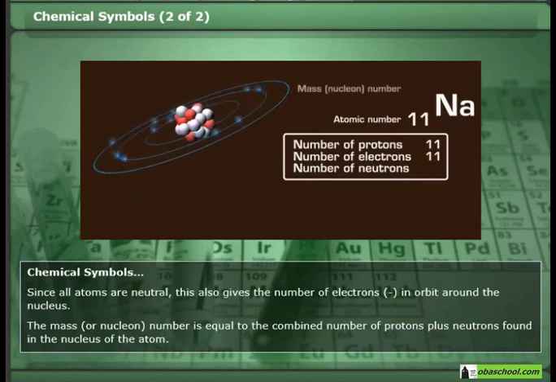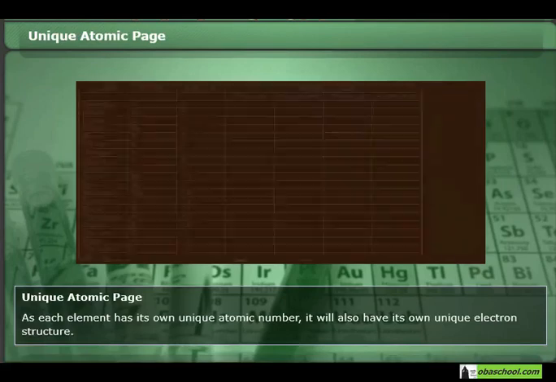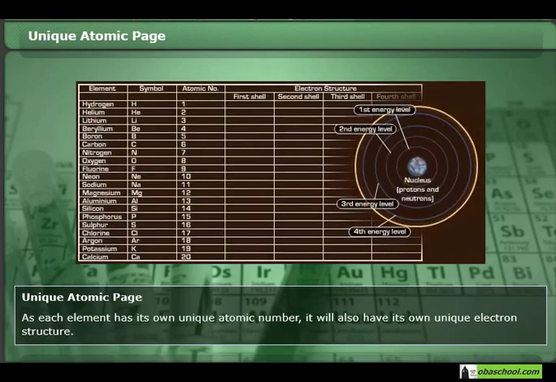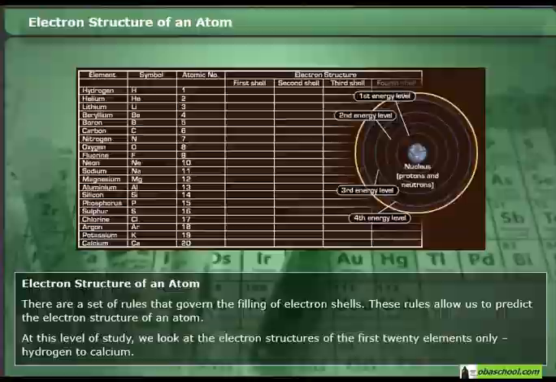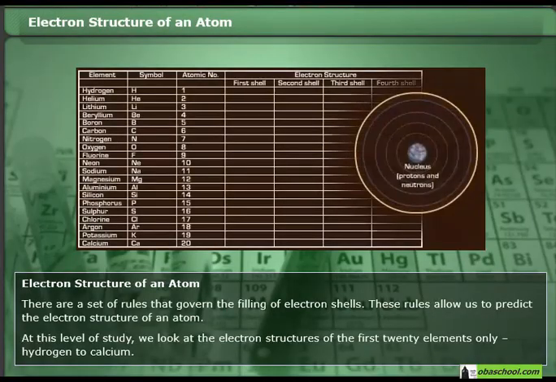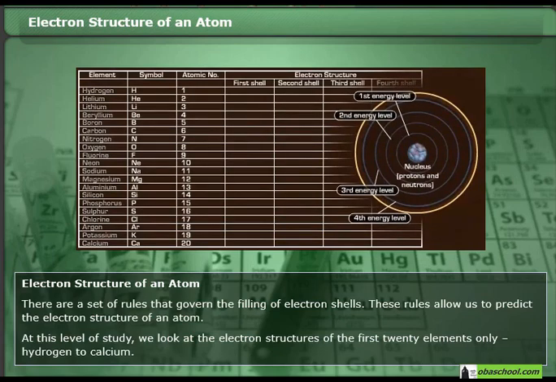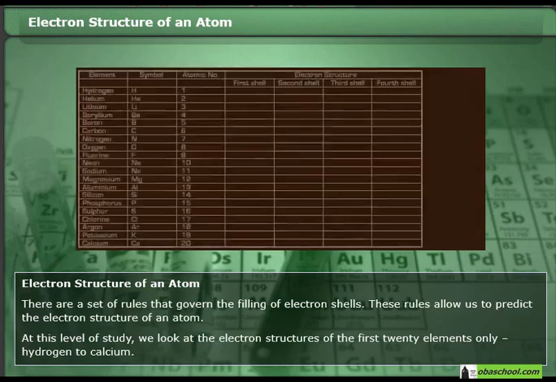The mass, or nuclear number, is equal to the combined number of protons plus neutrons found in the nucleus of the atom. As each element has its own unique atomic number, it will also have its own unique electron structure. There are a set of rules that govern the filling of electron shells. These rules allow us to predict the electron structure of an atom. At this level of study, we look at the electron structures of the first 20 elements only, hydrogen to calcium.